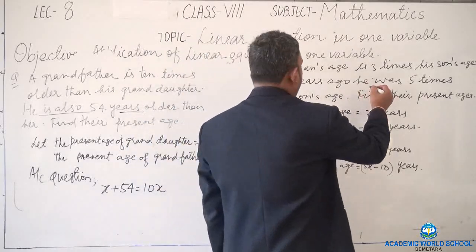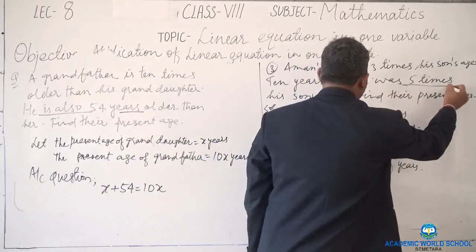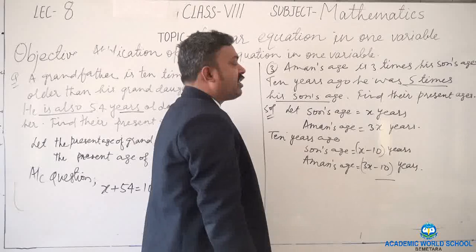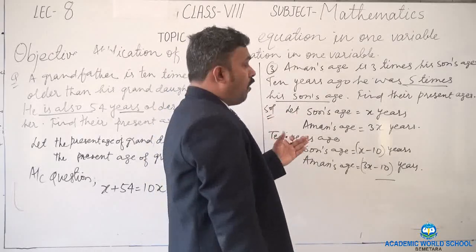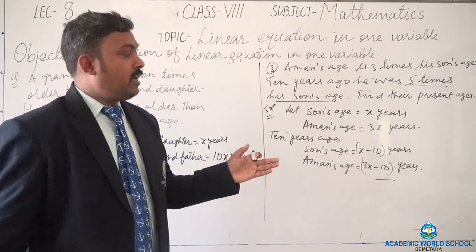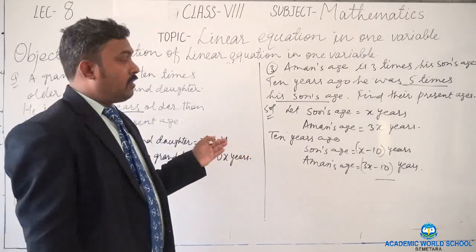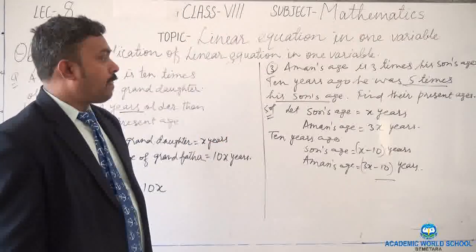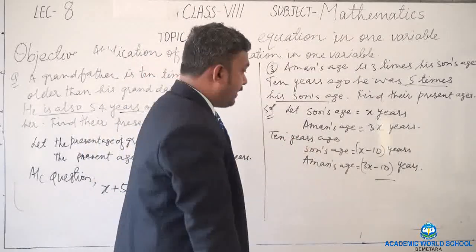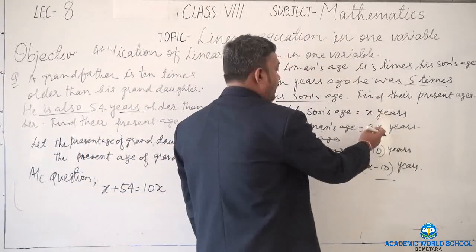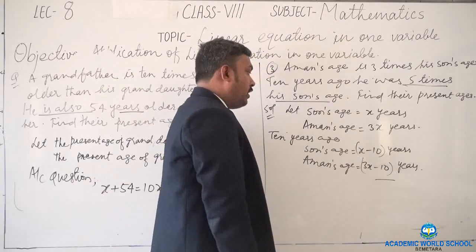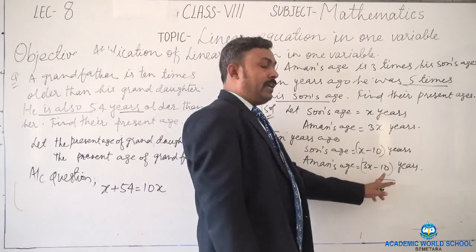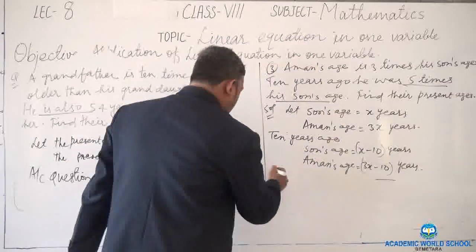Then see that 10 years ago he was 5 times his son's age. Hence this 3x minus 10 is 5 times of x minus 10. So how will we equate them? See that this one is 5 times greater than this x minus 10. So either we multiply 5 with x minus 10 or we divide 3x minus 10 by 5. Okay, any of them you can do.